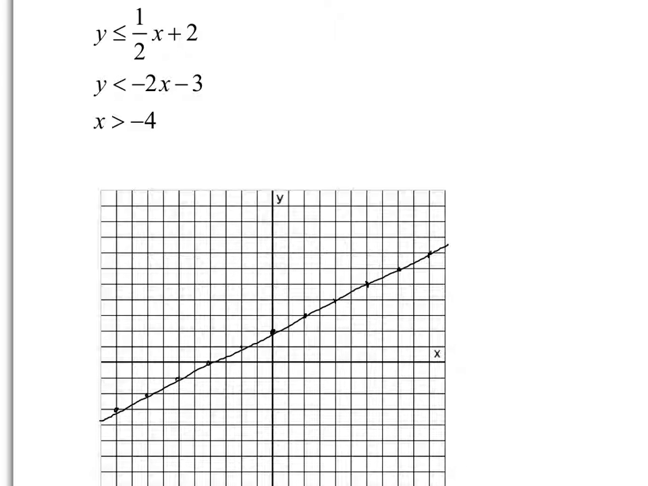There we go. And now I want to shade this. So I want y is less than or equal to, so I'm going to shade down. So I'm going to shade all of this.